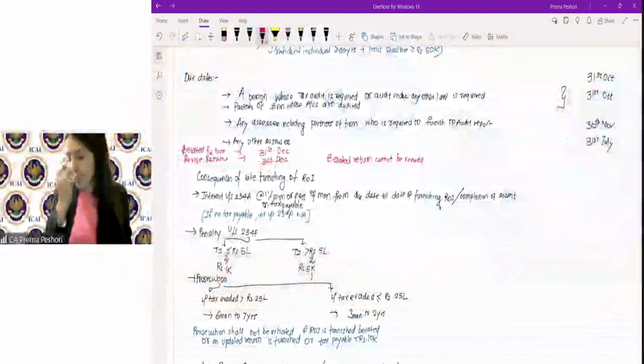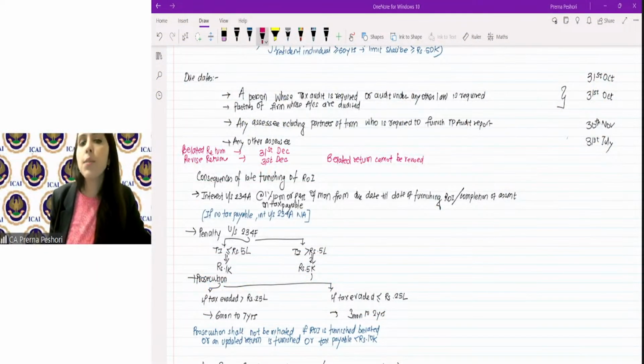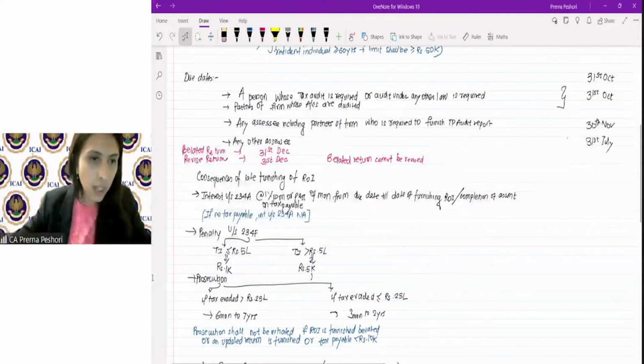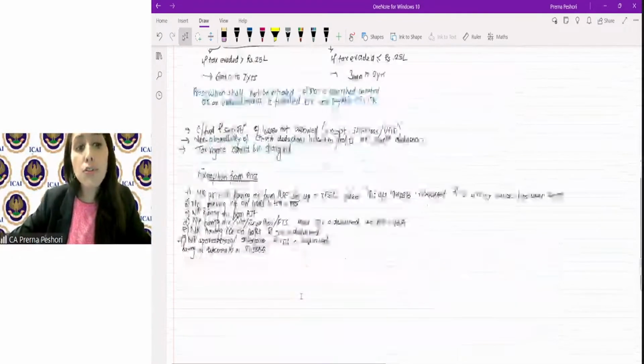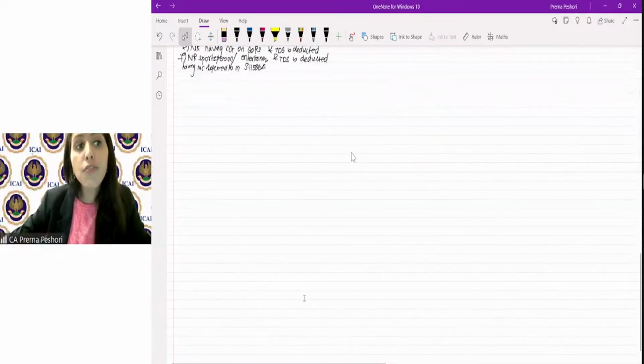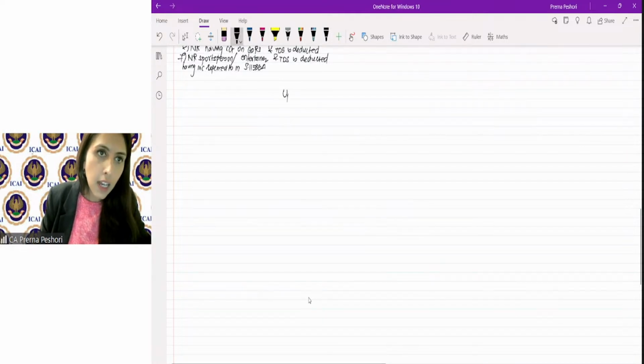As well as for the charitable trust, REITs, InvITs, all of those returns which are considered as return filed under 139(1) can be revised. Okay. Now, as I said, let's say, for example, you have not furnished the return of income even by 31st of December. You have an option to furnish the return, which is called the updated return.